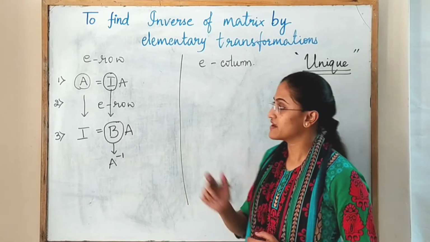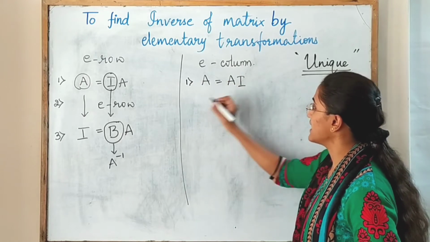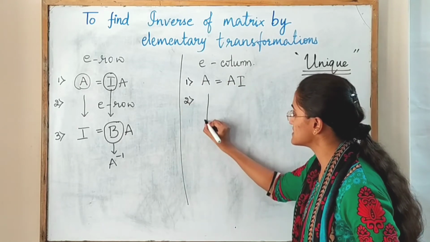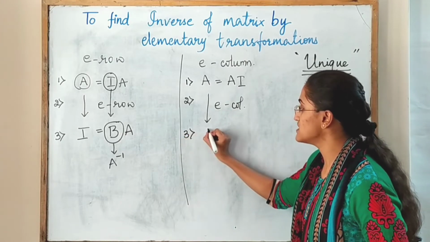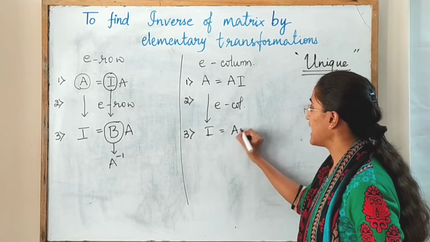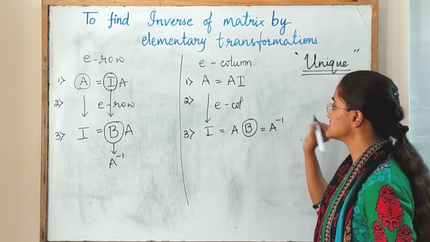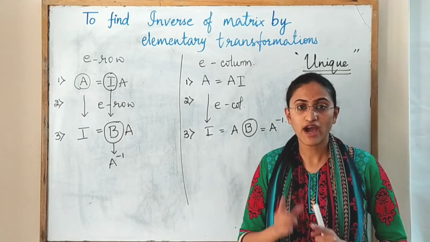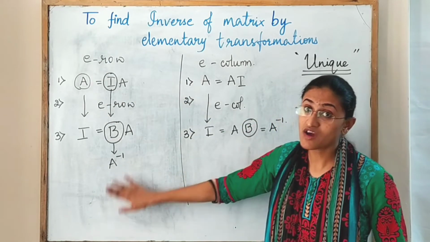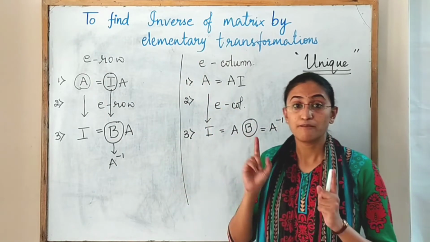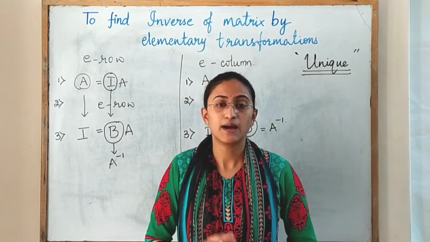For the column operations, the first step will be A is equal to A into I, then continue with a sequence of elementary column operations, and in the last step you end with I is equal to A into B, and hence B is nothing but the A inverse that we get. Also remember that you have to apply either the sequence of elementary row operations or the elementary column operations. Please do not mix both elementary column and row operations in a single problem.